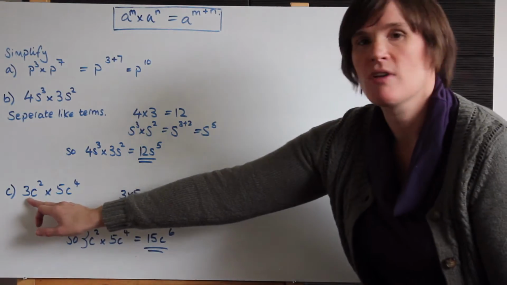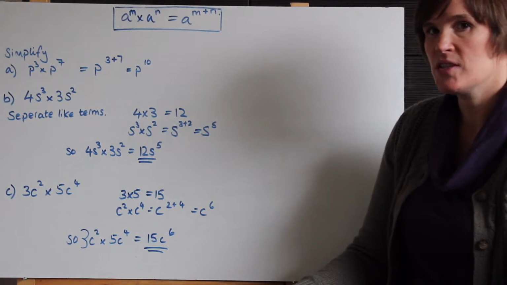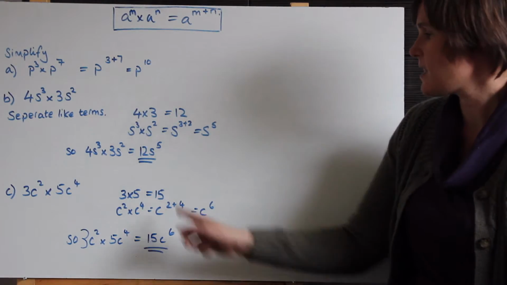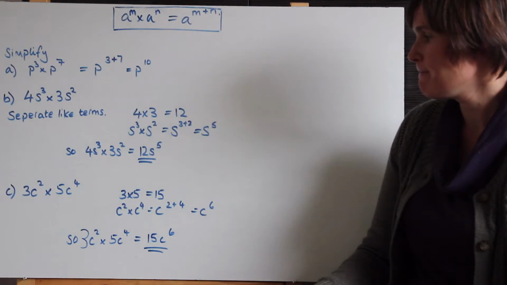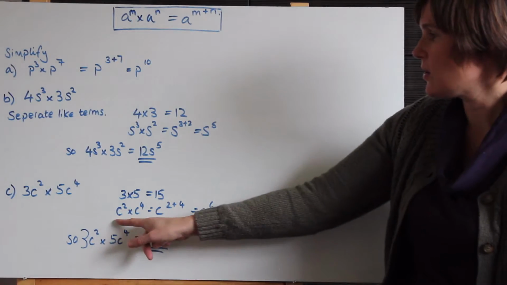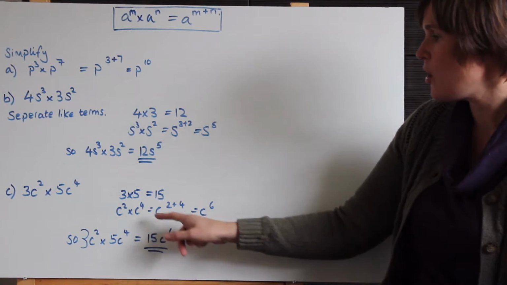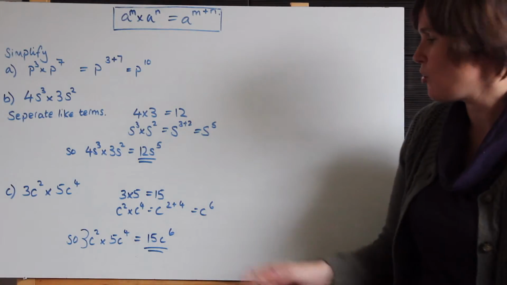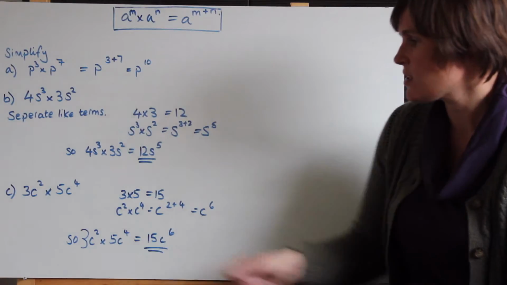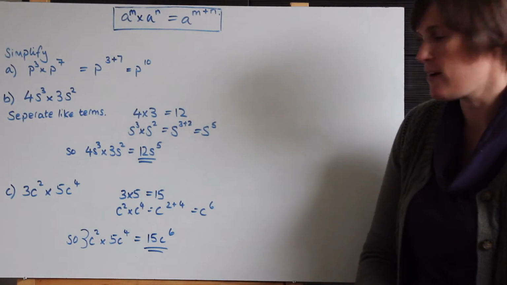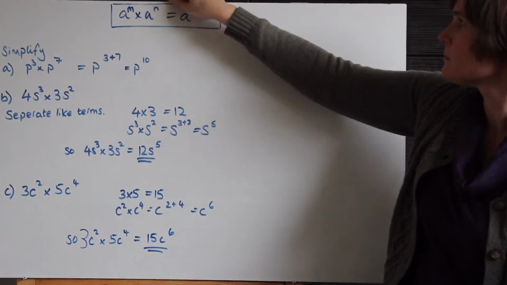In this example we have 3c squared times 5c to the power of 4. Again, we separate out the numbers. 3 times 5 is 15. And then we look at the c's. c squared times c to the power of 4 is c to the power of 2 plus 4, which is c to the power of 6. So 3c squared times 5c to the power of 4 is 15c to the power of 6.